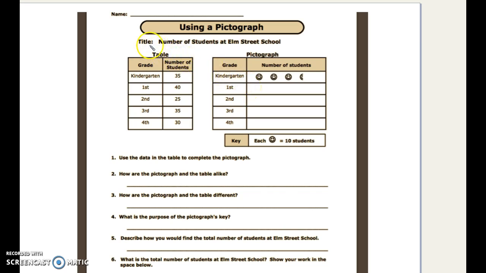So the title of this pictograph is Number of Students at Elm Street School. So our table is done with this. In kindergarten, there are 35 students. First grade, 40. Second grade, there's 25 students. In third grade, 35 students. Fourth grade, 30 students. Okay, so the first thing we need to do is to complete the pictograph.